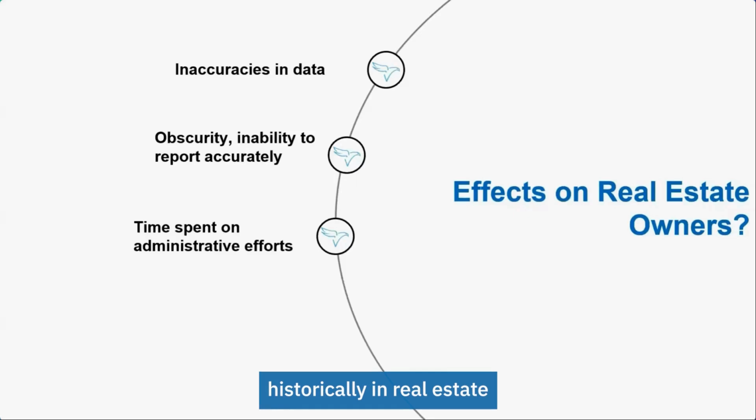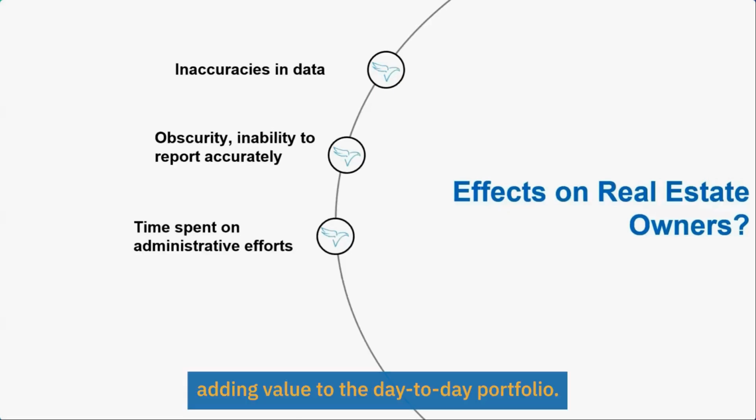So what we've seen historically in real estate is that as AUM grows, teams will essentially just add more analysts, really throwing more team members at the problem without really solving for the underlying issues at play. And the bulk of time by these analysts in their week is spent kind of spinning their wheels on administrative efforts, trying to tie these Excel data points without actually adding value to the day-to-day portfolio.